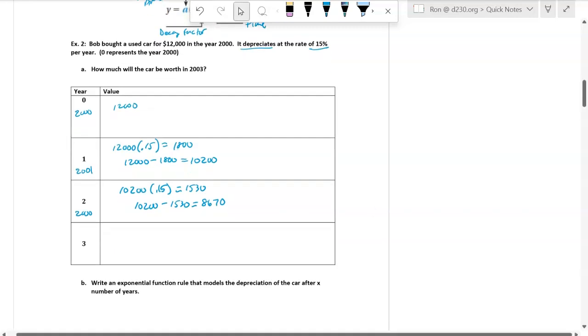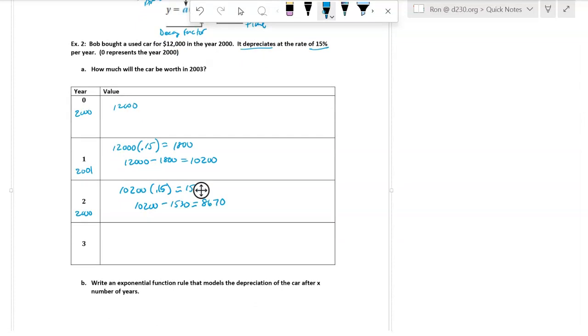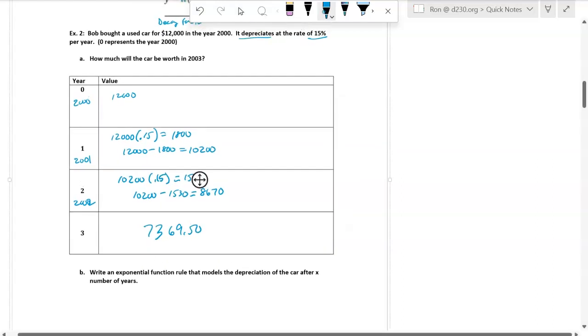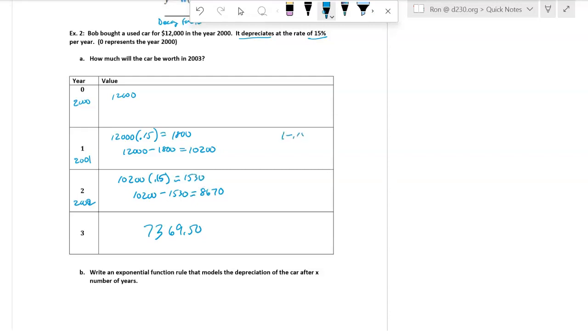So if we were to continue and do this one more step, in 2003, this would have a value of $7,369.50. Now, what you have to understand is if we're deducting 15% each time, what we're basically doing here is 1 minus 0.15, which is 0.85. So if I take 12,000 and multiply it by 0.85, that would give me 10,200. So it would go straight to calculating that number.